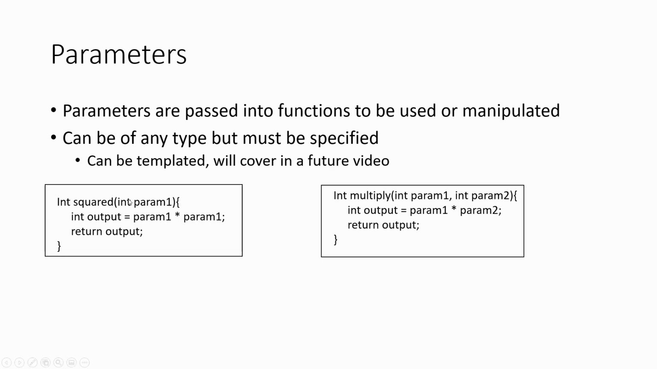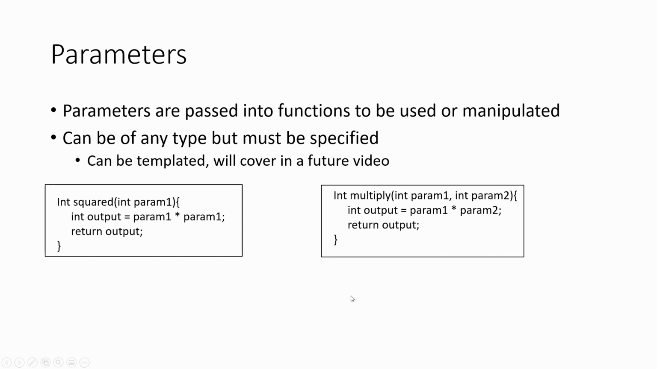So you can see I could have squared with one parameter. You could also have more than one parameter. So let's say you want to multiply two numbers together. You can have parameter 1, parameter 2. You can see the code still creates this output, parameter 1, parameter 2, and then returns an output.